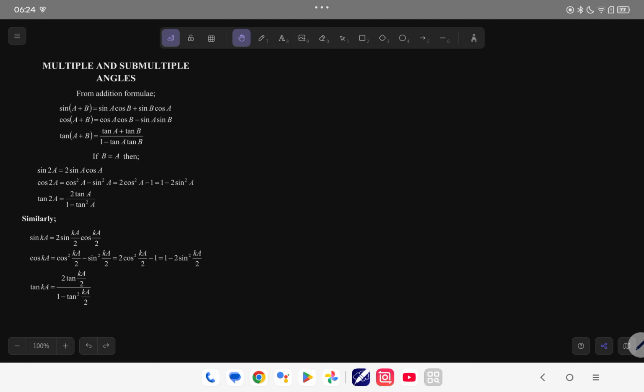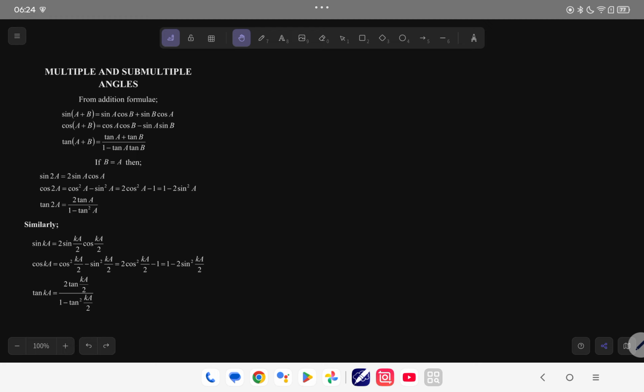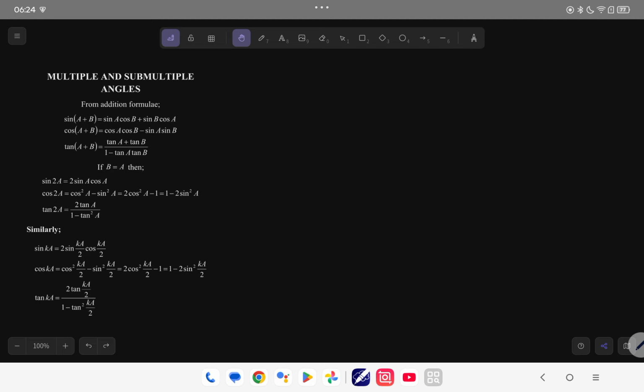From what we have already seen in the previous episode of addition formulae, we were able to discuss and use these three identities: the identity for sin(A + B), for cos(A + B), and for tan(A + B). Now what if B is equal to A?